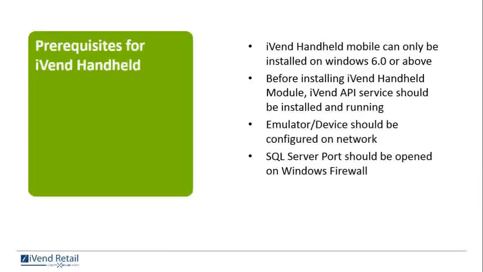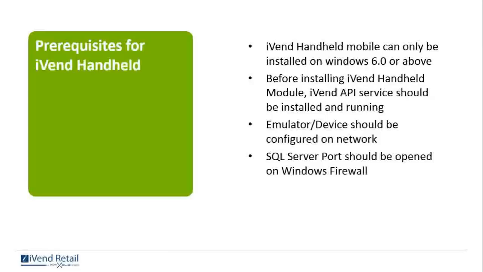these iVend Handheld mobile devices. Regarding the prerequisites, first of all, iVend should be installed, because without having iVend in place, you would not be able to use the iVend handhelds. The second thing is that iVend Handheld mobile could only be installed on Windows 6.0 or above. That means we would prefer you to have the Windows mobile OS, that is 6.0 or 6.5 preferably.